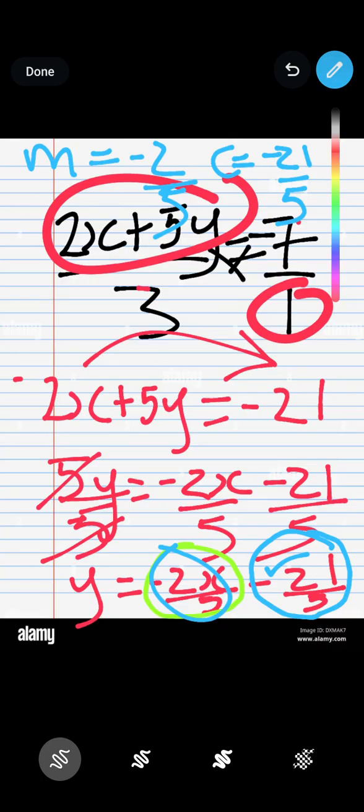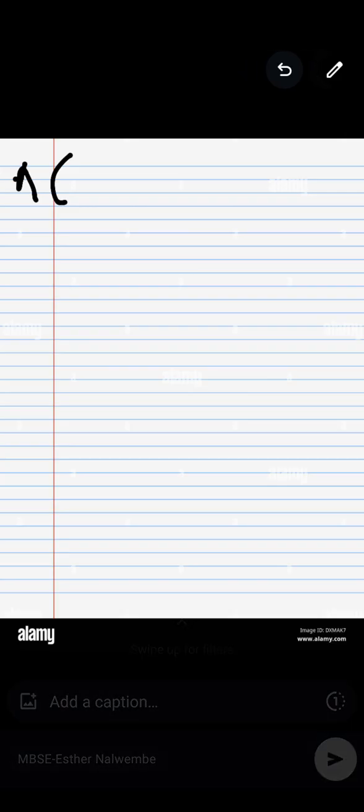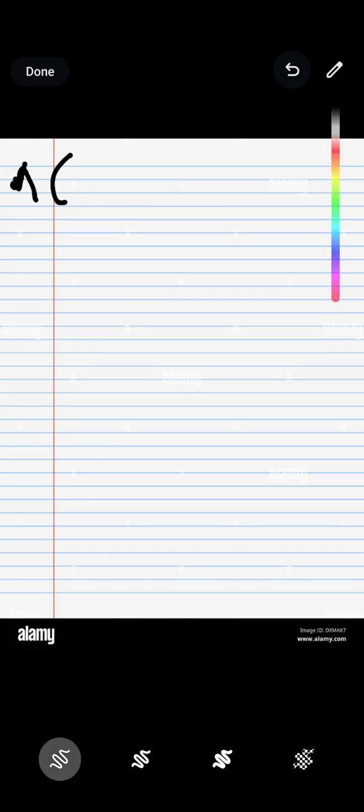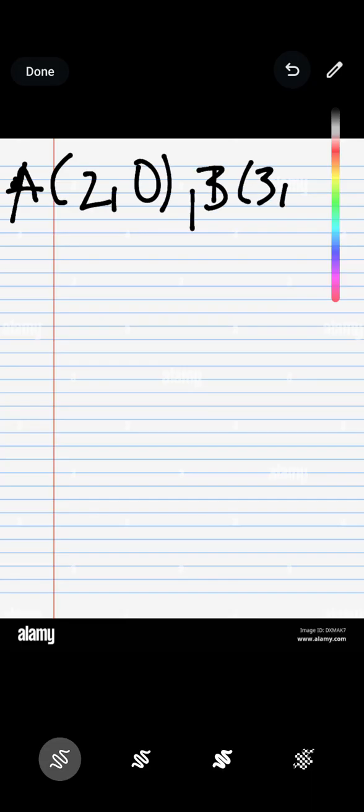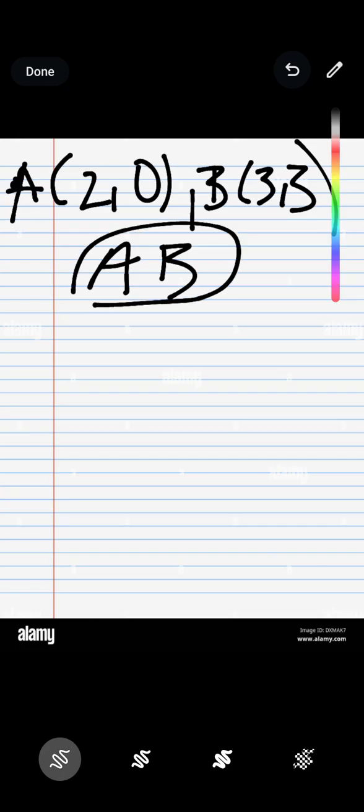So these are simple questions, but now let's picture a situation where we've been given 2 points. Let's say point A has the coordinates (2, 0), and point B has coordinates (3, 3). If they ask us to find the equation of a straight line connecting AB, or the equation of line AB, they want us to find the equation of this straight line.